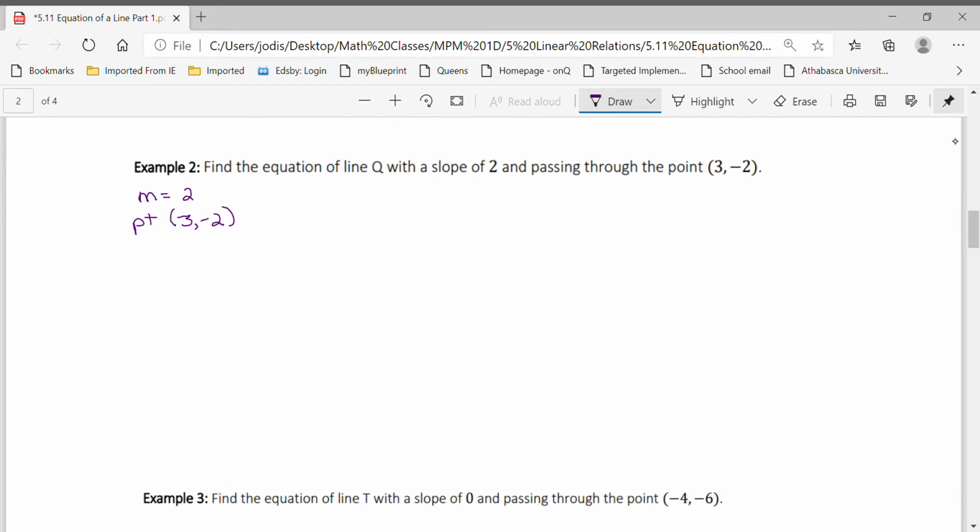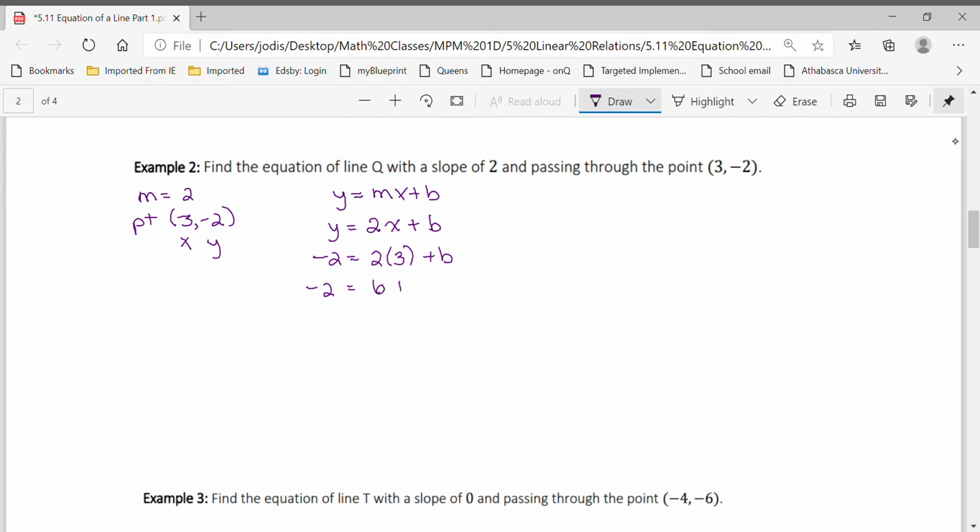So let's start with our equation that we know, y equals mx plus b. We're going to sub in our slope that we were given for m and leave the rest. Now we want to sub in our point. So again, this is x, this is y. So y is negative 2, x is 3.